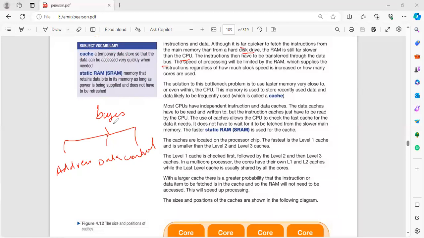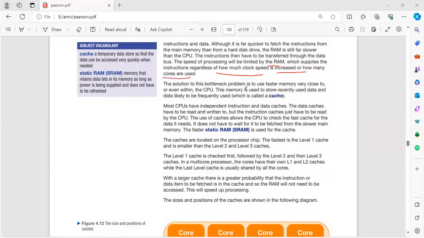Now it says the instruction then has to be transferred through the data bus. The speed of processing will be limited by the RAM, which supplies the instruction, regardless of how much clock speed is increased or how many cores are used. The solution to this bottleneck problem is to use faster memory very close to the processor. This memory is used to store recently used data, which is very important, and data likely to be frequently used, which is called cache.